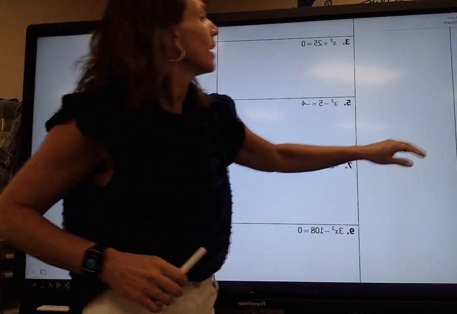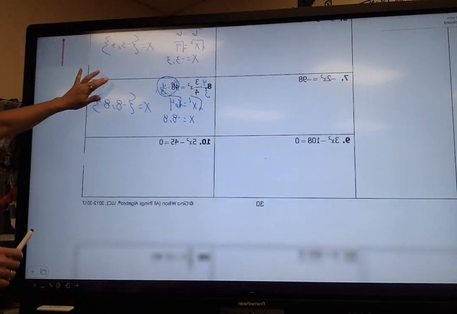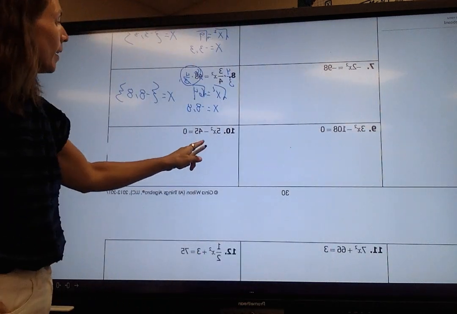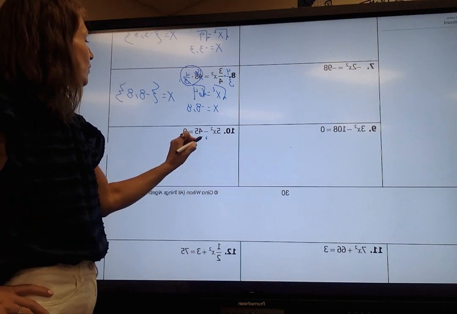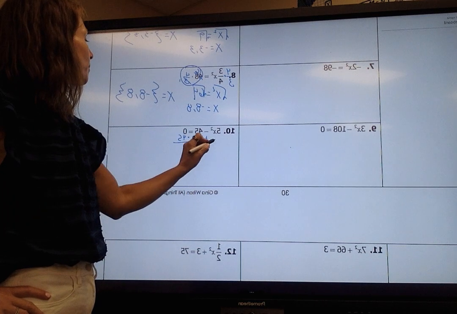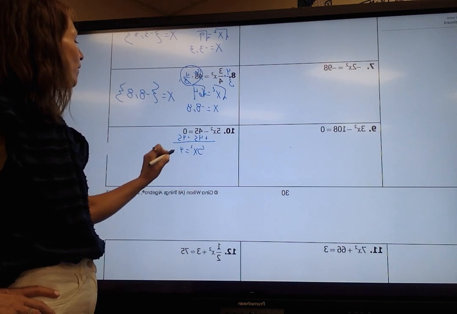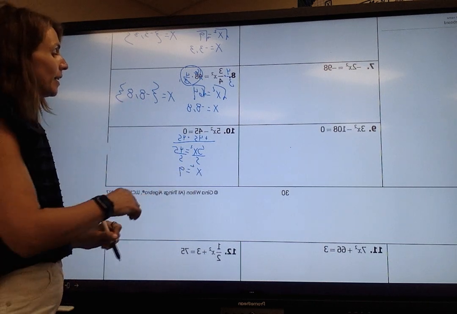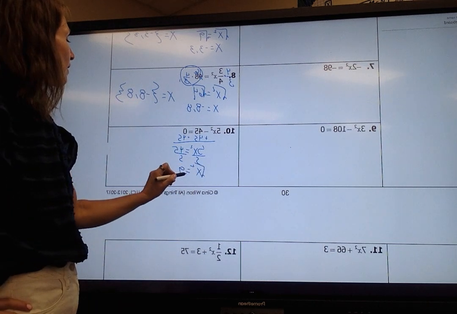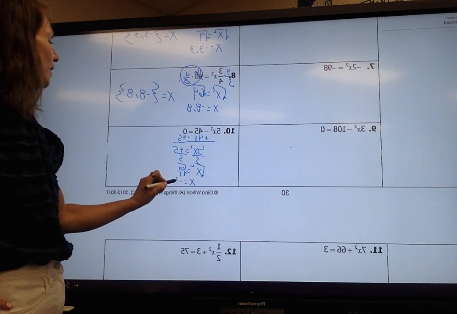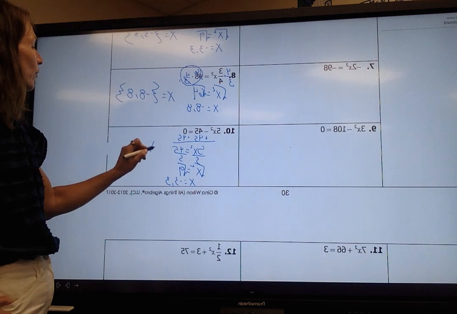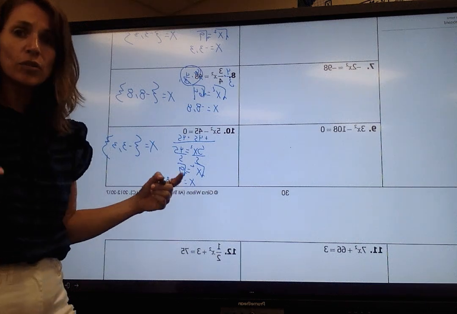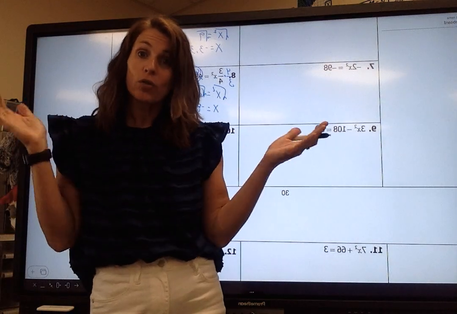Okay, let's try number 10. All right, when you have number 10, I'm still getting my quadratic term by itself, so I'm going to add 45 to both sides. You get 5x squared equals 45. Divide both sides by 5. x squared equals 9. Now I can take the square root of both sides. x equals negative 3 and 3. Don't forget, it must be in brackets because it's more than one solution. And remember what these solutions mean. It means where that graph crosses the x-axis.